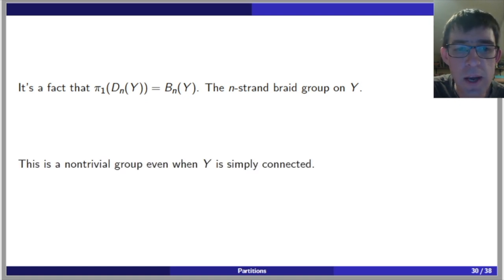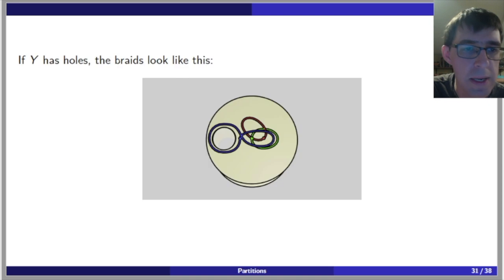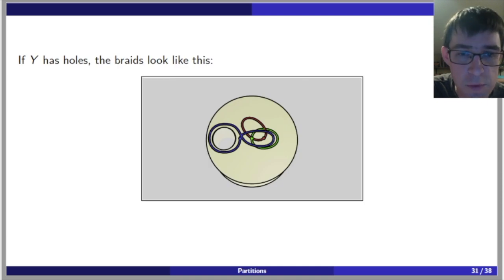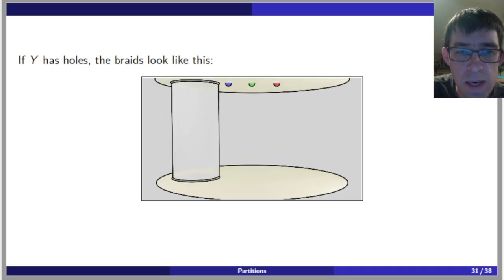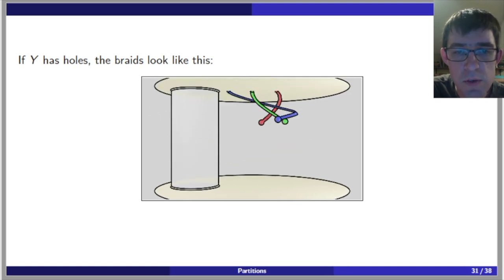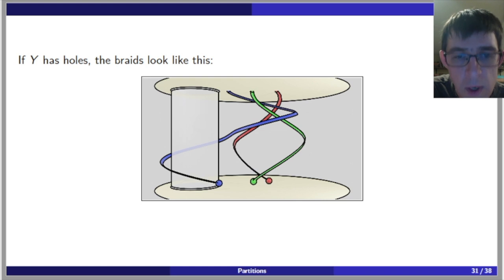And this is a non-trivial group even when Y is simply connected. So even if the space itself doesn't have any interesting loops in it, you can still get interesting braids. But if the space has holes in it, here's what a braid looks like. If you start with something with a hole in it, that's what it looks like just looking at the loops in the configuration space. But as a braid, it looks like this. You can see the strands can go around one another, but they can also go around the hole, and that gives you more interesting stuff in the group.